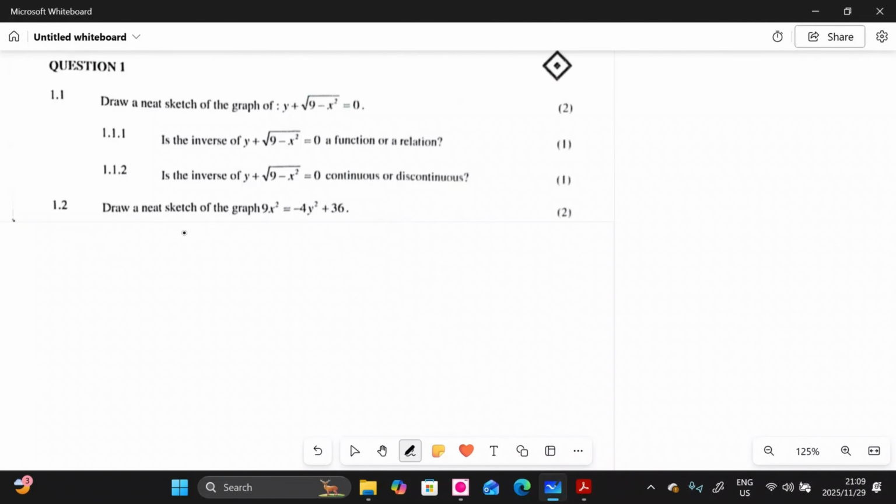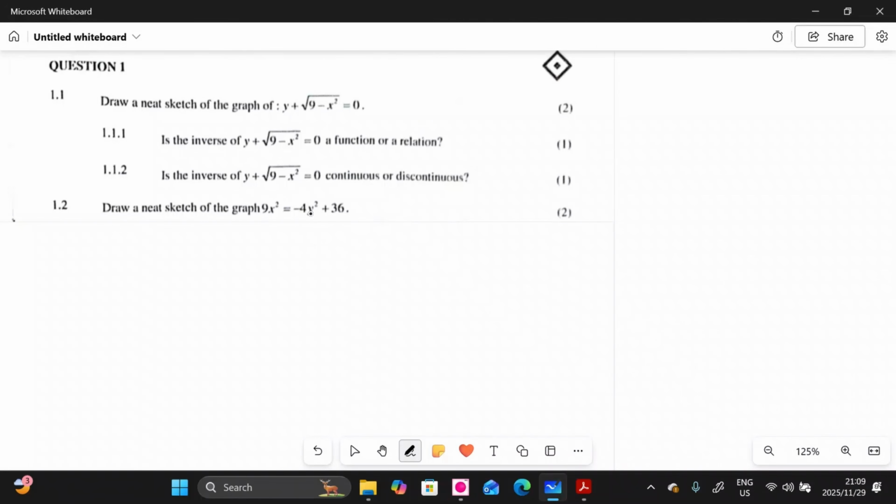All right, people, we are done with this one. It was straightforward. All right, guys. So here's 1.2. Now, this is a different question on its own. They want us to draw or sketch a graph of 9x squared equals negative 4y squared plus 36.